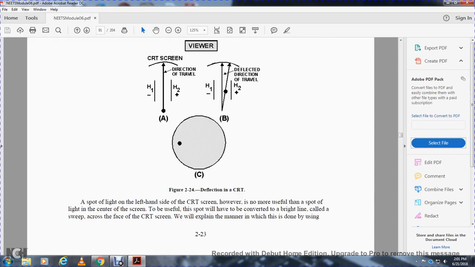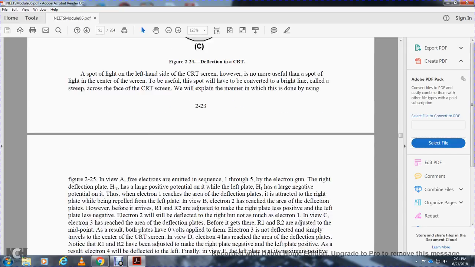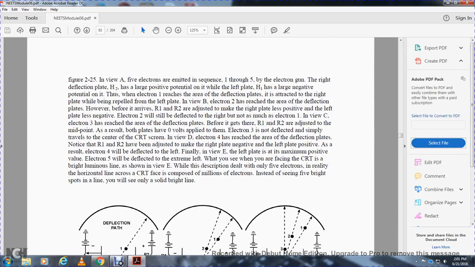A spot on the left-hand side of the cathode ray tube screen is no more useful than a spot of light at the center of the screen. To be useful, the spot has to be converted to a line, called a sweep, across the face of the cathode ray tube. We will explain how this is done using figure 2-25, with five electrons emitted in sequence 1 through 5. The electrons travel toward the deflection plates, with H2, the right plate, at a large positive potential and H1, the left plate, at a large negative potential.